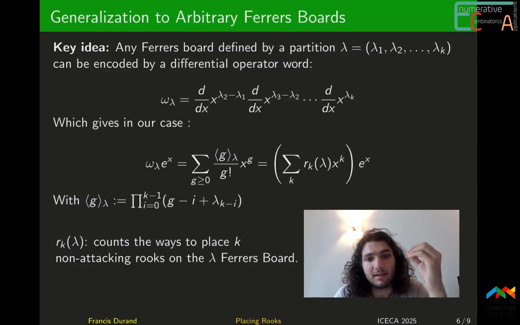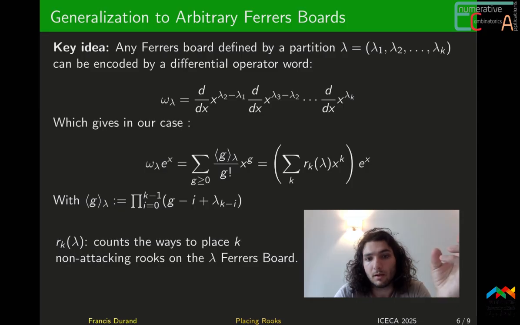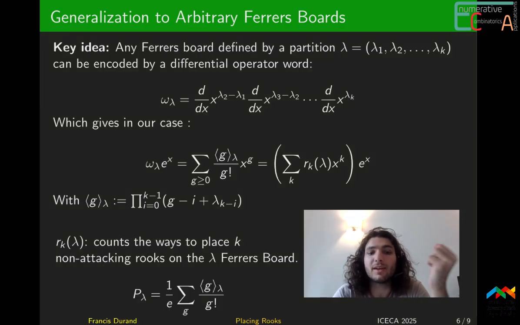Here, r k lambda is the number of non-attacking rook placements on the Ferrers board lambda with k rooks. It encodes the rook placements on lambda. And by applying our operator on each term of the series expansion of e to the x, we get a sum over g of g lambda over g factorial x to the g, with g lambda a product that depends on the shape of the Ferrers board. From this algebraic identity, it is possible to extract an exact enumeration formula for the total number of rook placements on the Ferrers board of shape lambda.